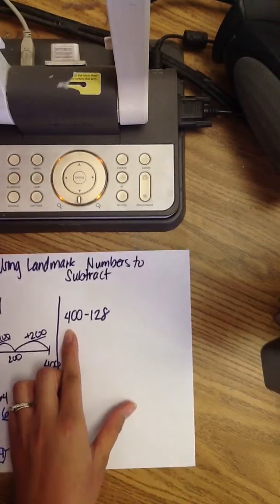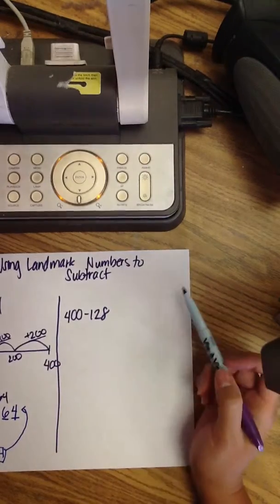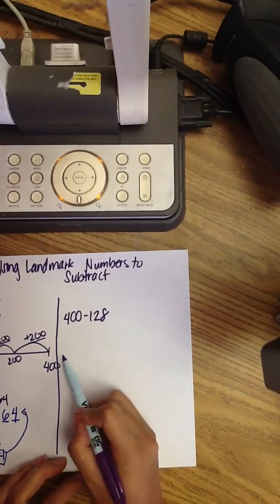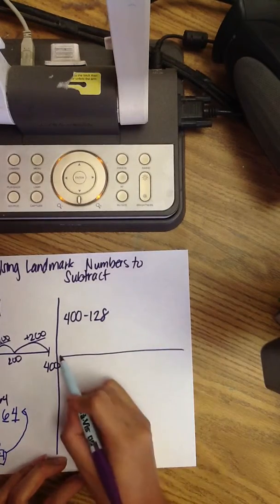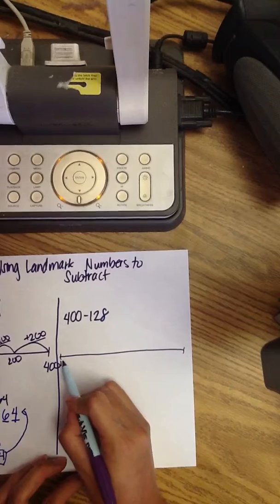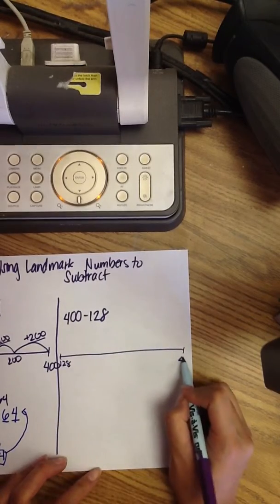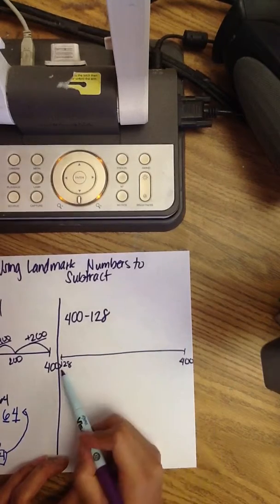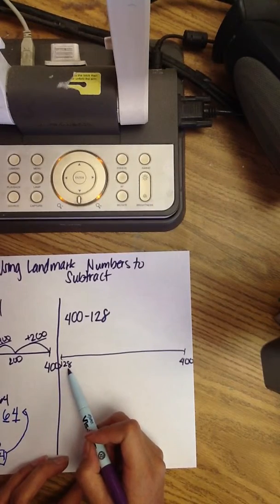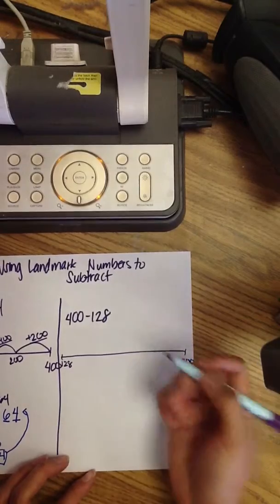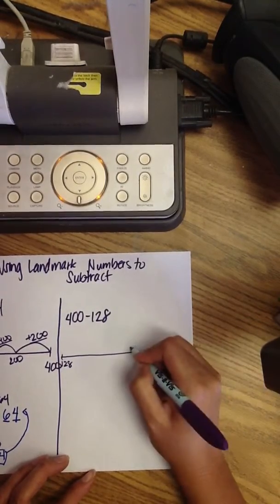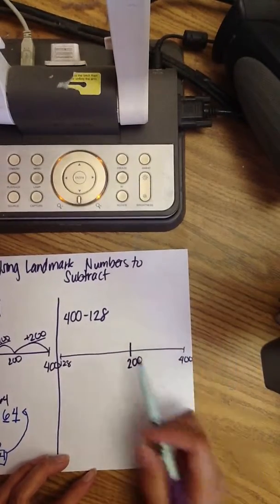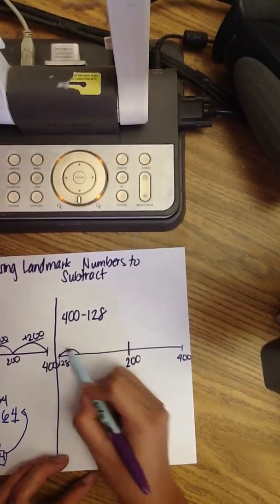Now I'm going to show you how to subtract using larger numbers where there's a hundreds place that you're subtracting from. So again, we're going to make a number line first. We'll start at 128 and we're going to end at 400. And the landmark number this time can't be 100 because 128 is greater than it. So the closest landmark number is 200. Okay, and then we can just keep adding 10s or 20s. I'm just going to keep adding 20s.